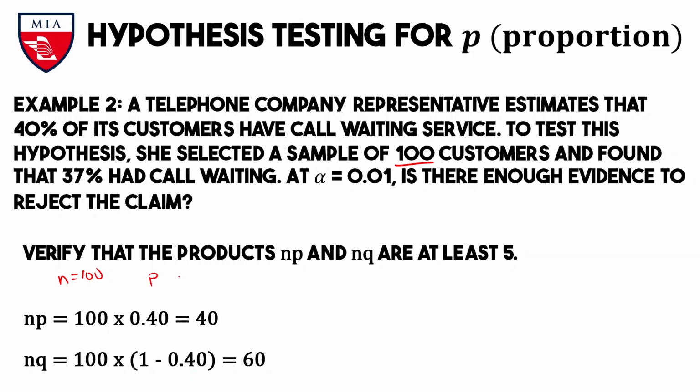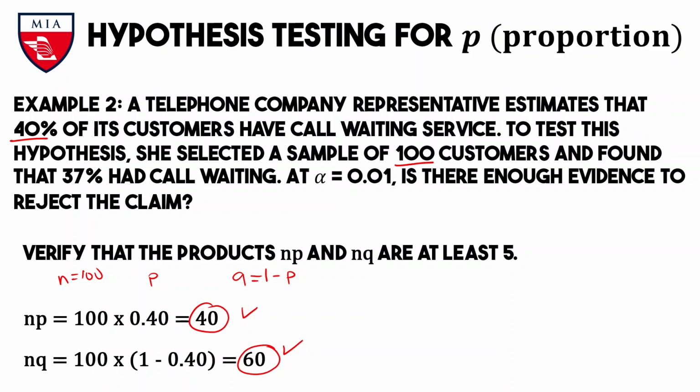And our p, what's the value of our p here? We have a proportion of 40%, so we have 0.4 here. And the q, like I said, q is just equal to 1 minus p. So our np is 40, so it is greater than 5, yes. And our nq is 60, so it is greater than 5. The answer is yes. Therefore, we can use the approach and the formula for the test statistic.